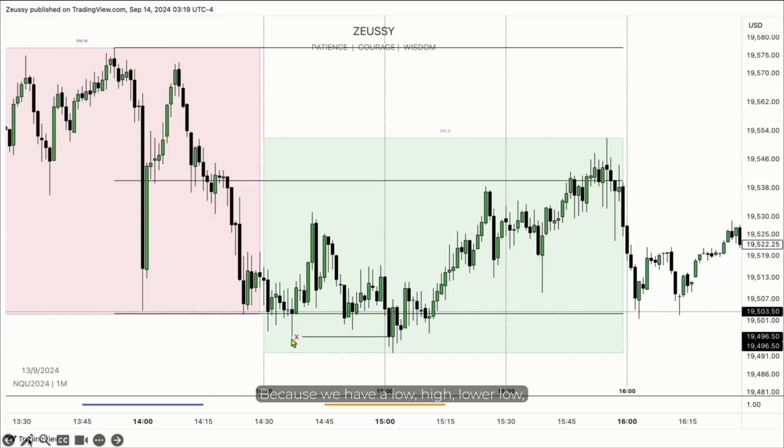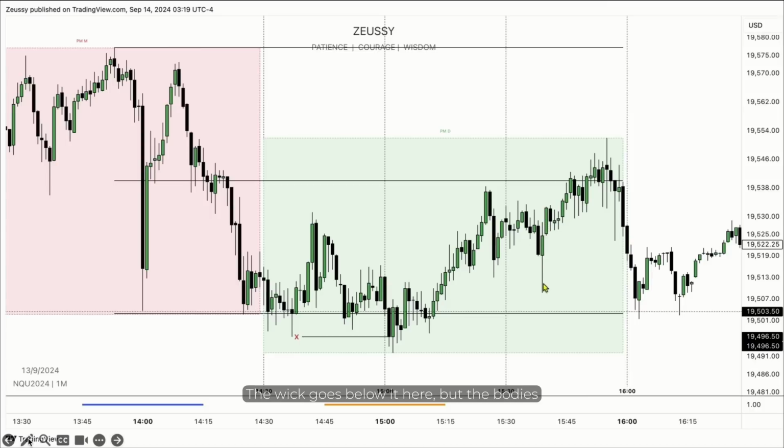Why? Because we have a low, high, lower low, higher high. Now this upclose candle has to function as support on price, right? Not only because it is the bullish breaker, but more so because it is the previous cycle high. We see the market retrace into that upclose candle and find support there.